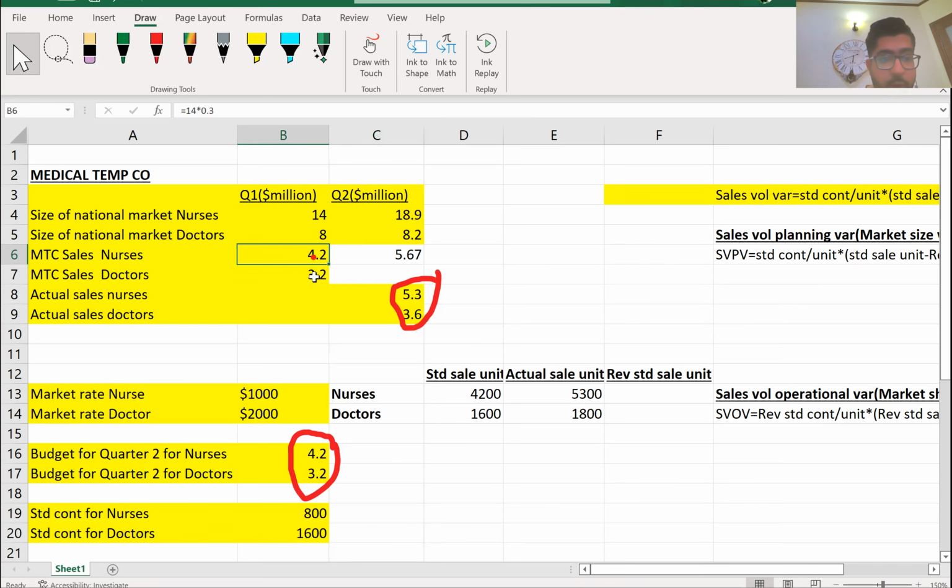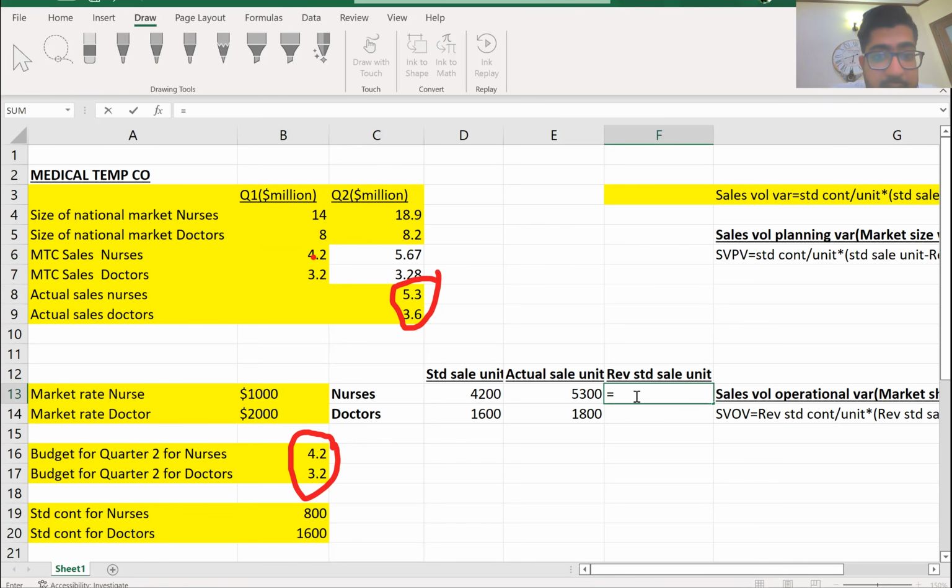And your budget for doctors was 40% of 8 million. Now, if the doctor market size has grown to 8.2 million, your budget should also be 40% of 8.2, which is 3.28 million. So revised standard sales units: since the overall market size has changed, my budget for Q2 should also change. The revised figure for nurses is 5.67 million for Q2. 5.67 million means $5,670,000.